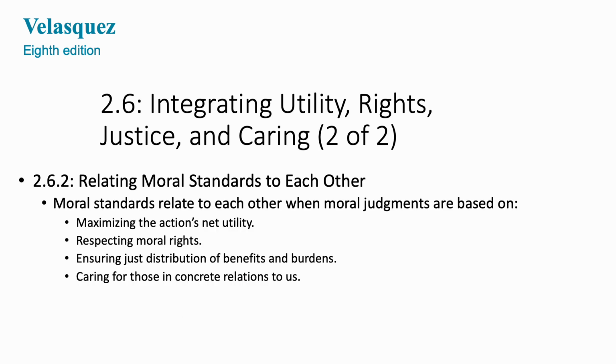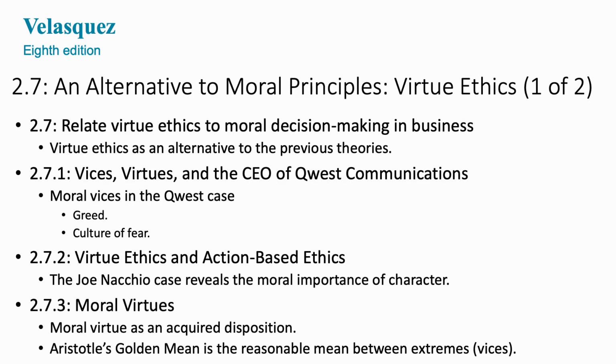So, wrapping up how we integrate all of those different theories, they do relate to each other in many ways. And so our moral standards need to include all 4 elements: net utility, respect for everybody's individual rights, a just distribution of benefits and burdens, and caring for those in concrete relations to us. So all 4 of those should be considered in the process. Some might get more weight than another, but all of them should be part of that discussion, part of that decision-making process.